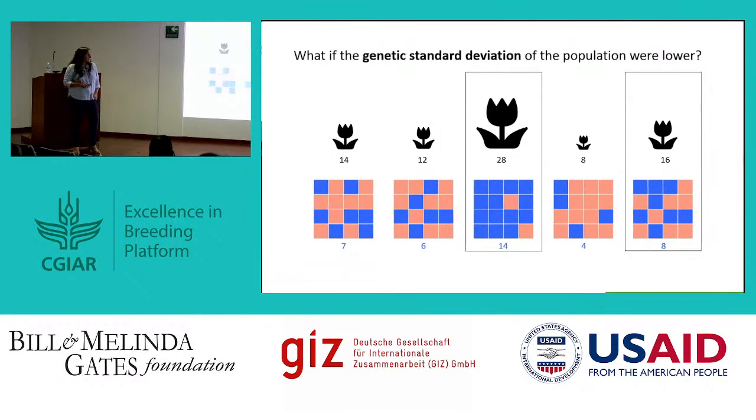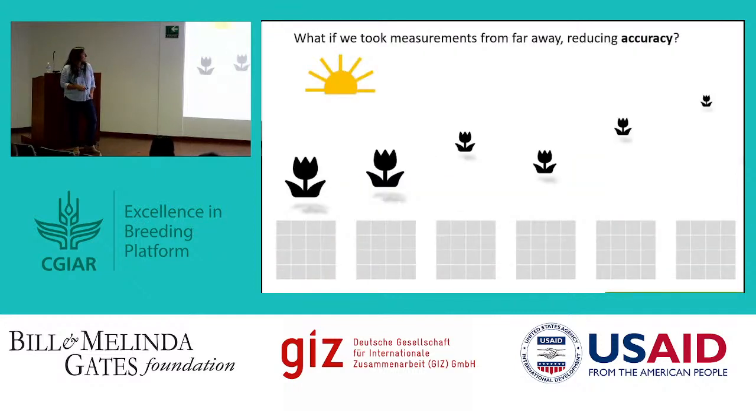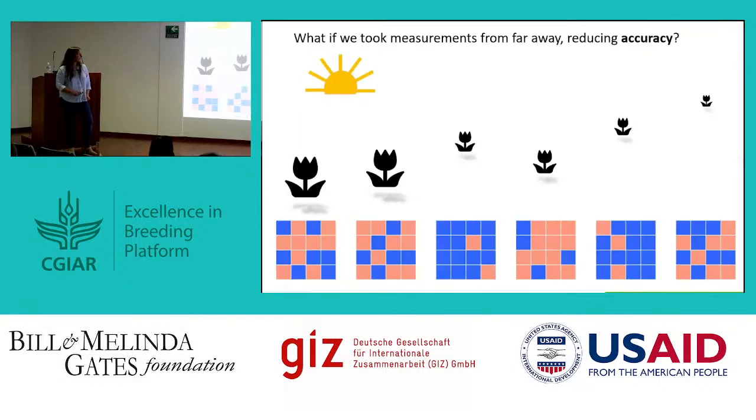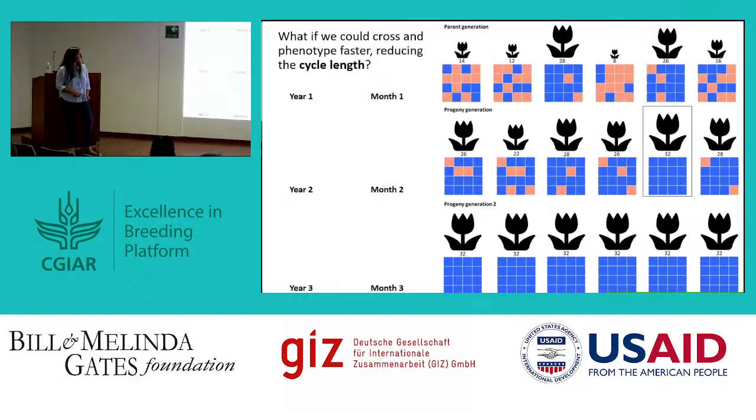If the genetic standard deviation of the population were lower, maybe we wouldn't have that second individual with that nice value, and that could reduce gain. If you had lower accuracy, I don't know, maybe you send your student to the field and they're like, yeah, I took the measurements from the side of the road and I called it good. I'm kidding, I know your students would never do that. Of course, we would pretty much just be selecting randomly. So we need to have good accuracy.